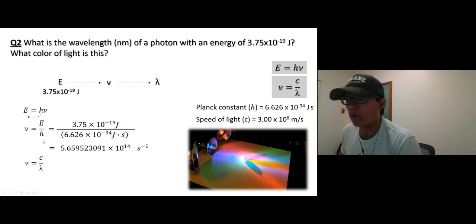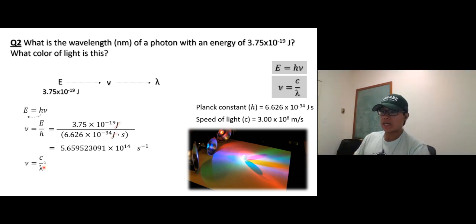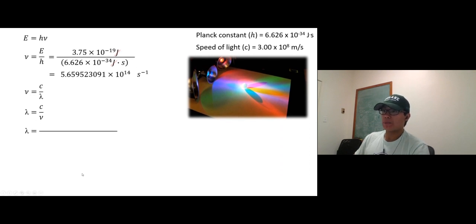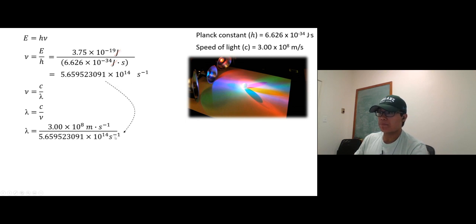Now we're going to calculate the wavelength. All right, so use the second equation. I'm going to rearrange this, so multiply by lambda on both sides, and divide by nu on both sides. You should get this equation. Then I'm going to plug in. The speed of light is 3 times 10 to the 8 meters per second, and nu, the frequency we just calculated, 5.6595, whatever that is, and per second cancels out. Do the math right there, you should get that in meters.